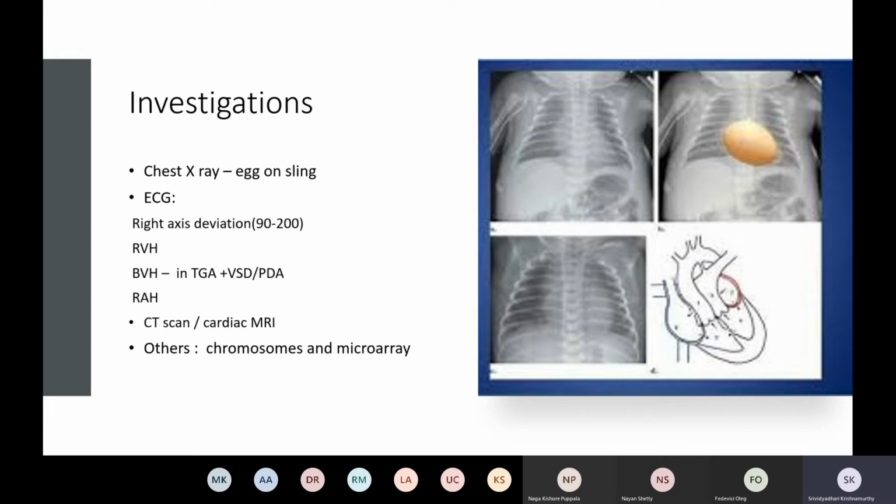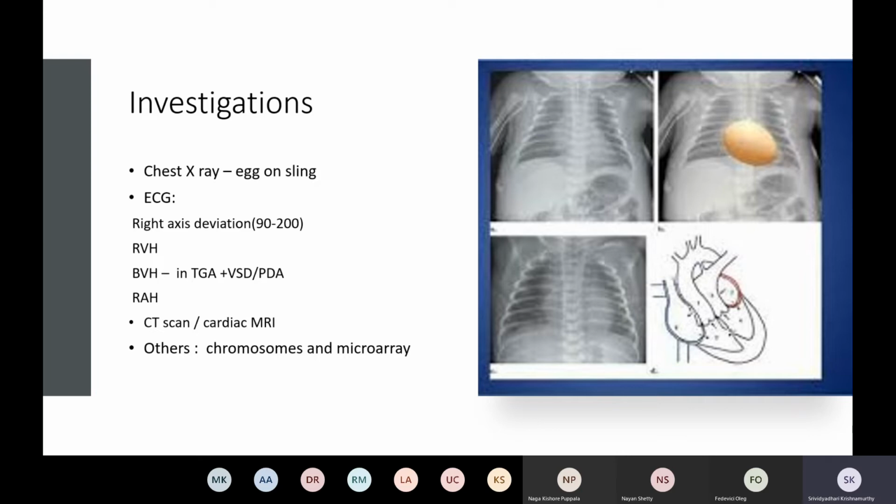Chest X-ray does show an egg-on-side appearance. That is partly because of the way the arteries are arranged, and both the atria are on either side. So the mediastinum seems quite small, and the heart itself looks quite big, which gives the egg-on-side appearance. The ECG can show right axis deviation, anything between 90 degrees to 200 degrees, and can show right ventricular hypertrophy, and babies with VSD and PDA can exhibit biventricular hypertrophy changes on the ECG.